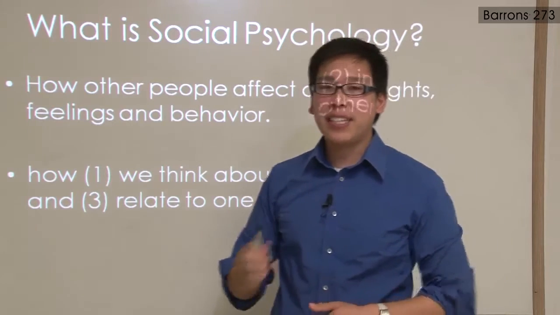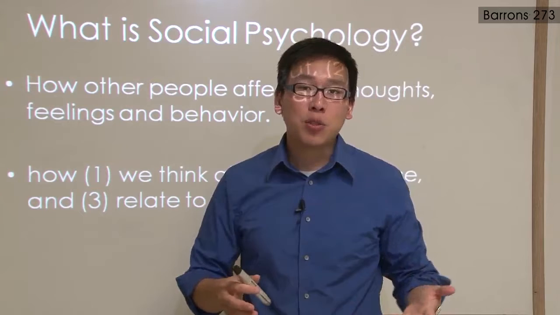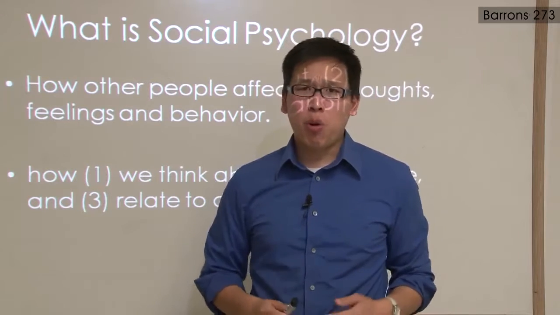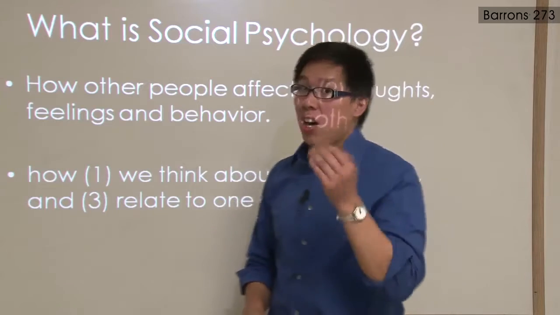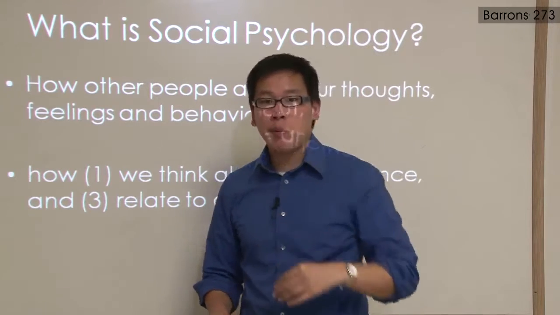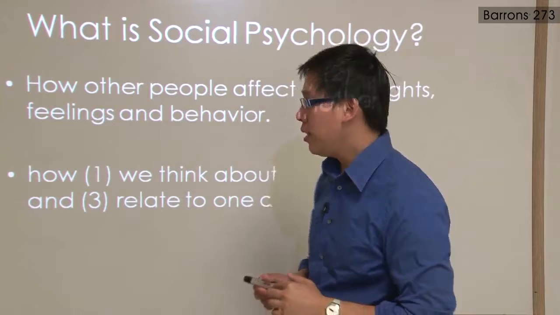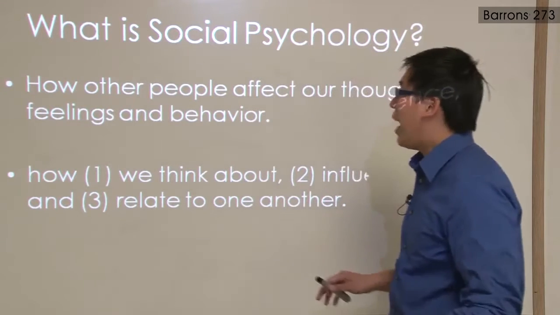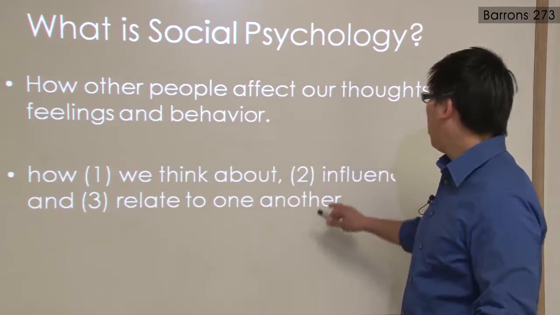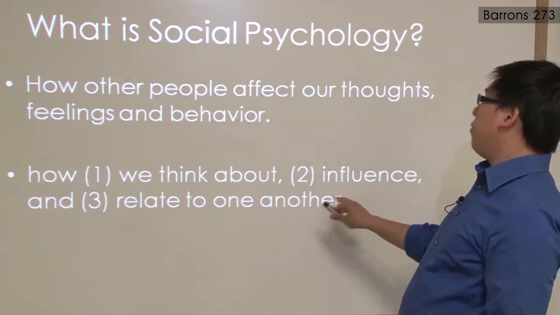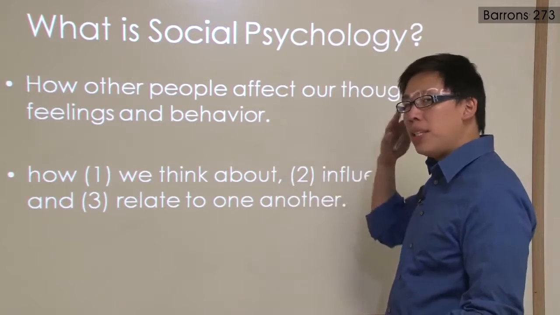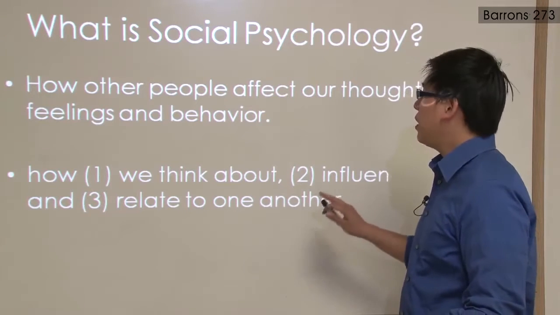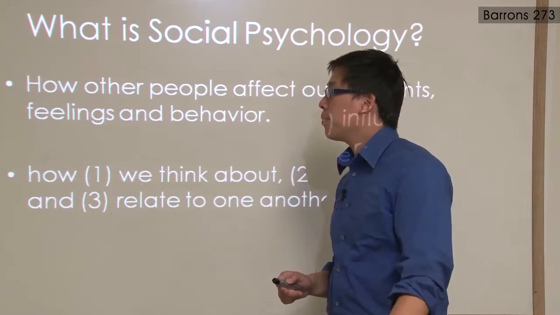So how they not just affect how we act. Like if you're in a classroom, you'd be more controlled, attentive, versus if you're watching an online video, like you are now, you're probably more likely to be distracted, doing different things. And so the question we ask is how what we think about influences and relates to one another. So how is what we think about inside our head influenced by and related to other people?